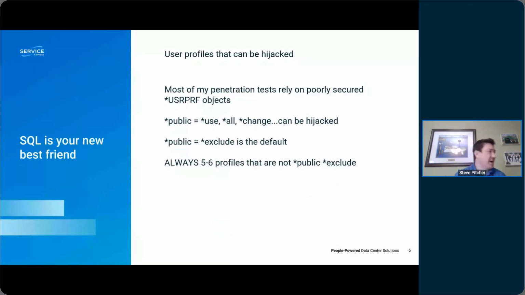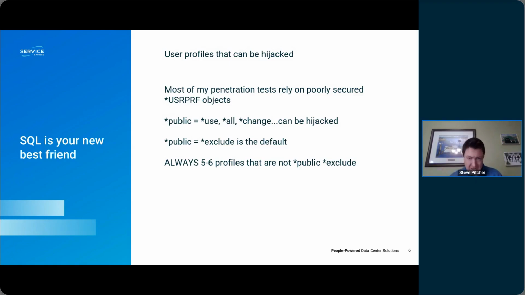We're going to talk a little bit about hijacking user profiles here. From a penetration test perspective, if I'm elevating my authority, the first thing I'm going to try to do is concentrate on user profiles that have not been properly secured. By default, a user profile object has an authority for star public equal to star exclude, so everybody cannot see every other user profile on the system. It's built that way for a reason. If a user profile object has either use, change, or all, doesn't matter, I can hijack that profile and elevate my authority, especially if that profile has a special authority like all object or what have you.